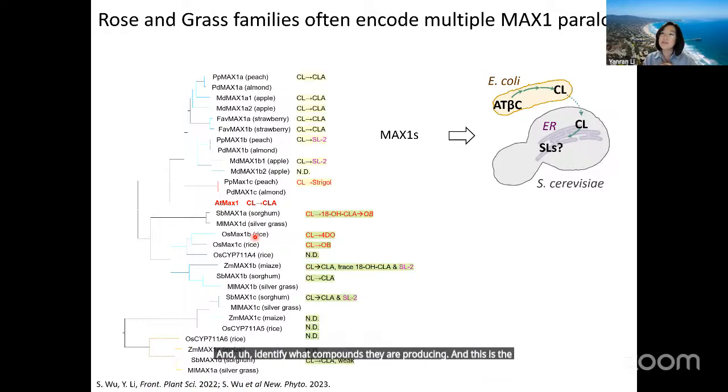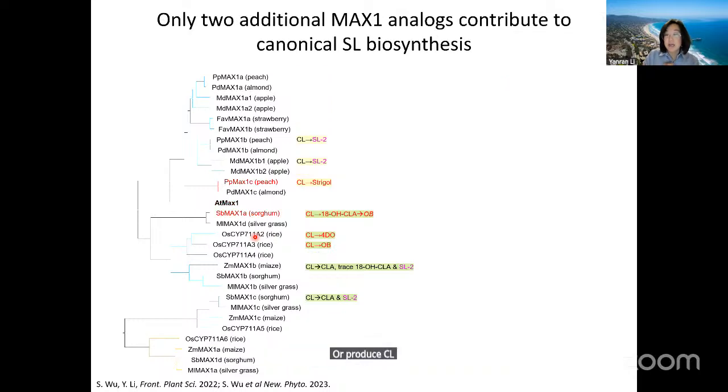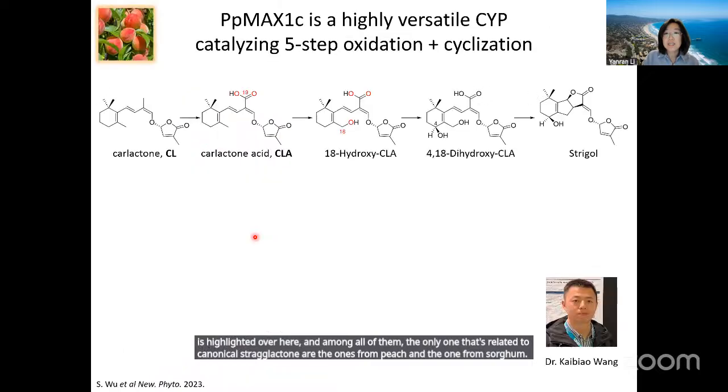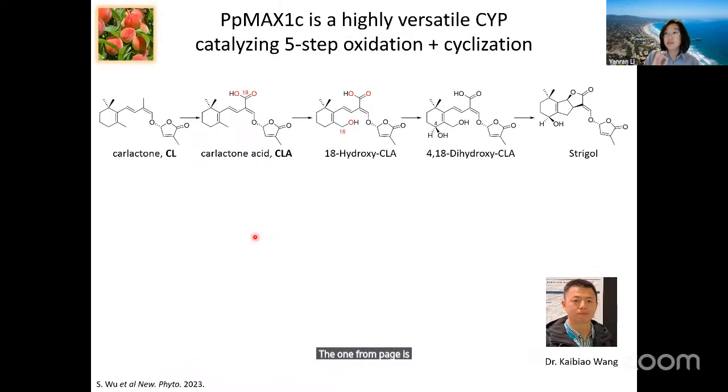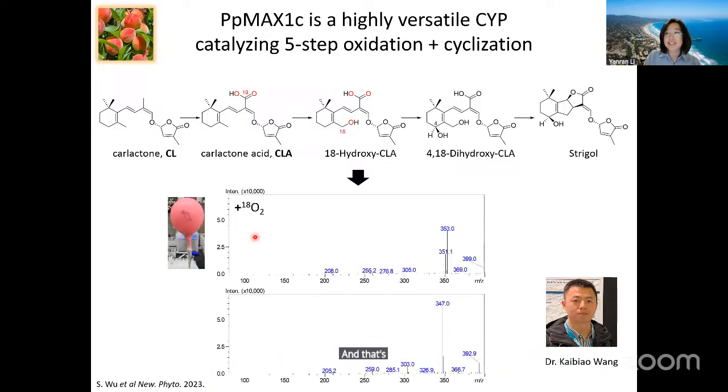And this is the result. Turns out most of them are either non-detectable or produce CLA. The one that doesn't produce CLA, produces something new, highlighted over here. And among all of them, the only ones that are related to canonical strigolactone are the one from peach and the one from sorghum. The one from peach is very amazing. I just want to quickly point out that it's one enzyme catalyzing 4 oxidative steps at 2 different carbons, and that's confirmed through oxygen-18 feeding.